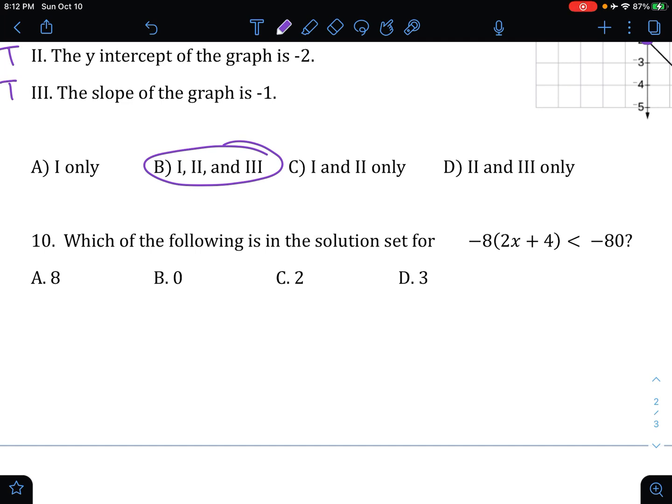Next one. Which of the following is in the solution set for negative 8 times 2x plus 4 is less than negative 80? Well, first thing we're going to do is draw our line through the inequality sign. We're going to distribute negative 8 to 2x, which gives us negative 16x. Negative 8 times 4 is a negative 32. We drop down our inequality sign.